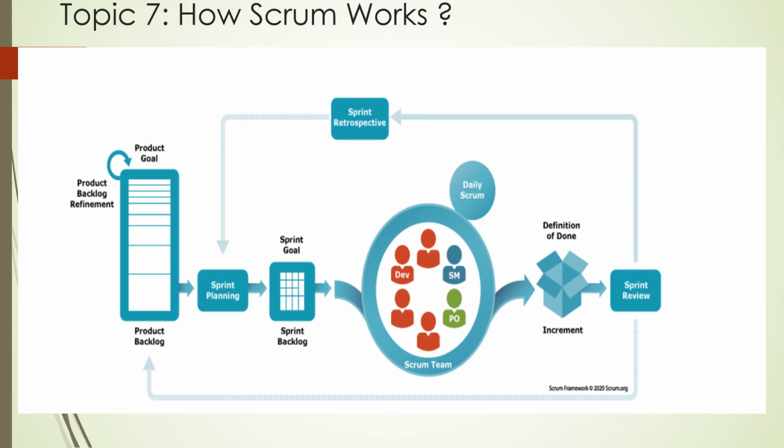In topic 7, we will see how Scrum works. In a sprint, we have sprint planning, sprint goal, daily Scrum, sprint review, sprint retrospective. We will see in the follow-up slides what all these are and how they are worked upon in a sprint.